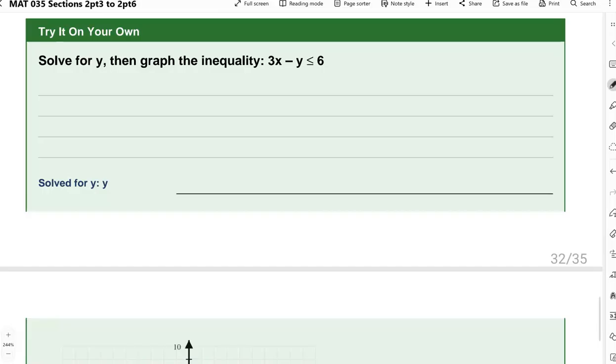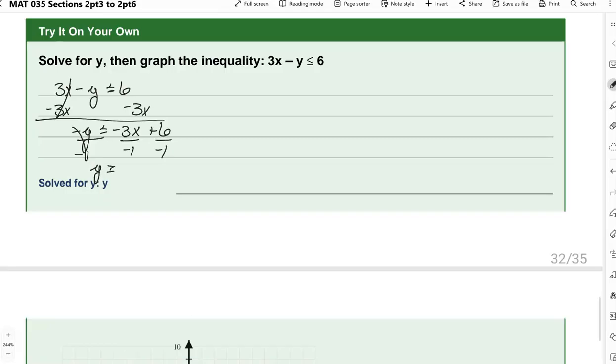So this is where you may want to pause the video, try one, come back, check your answer. So in this one, we have 3x minus y is less than or equal to 6. We need to solve for y. So I'm going to start by subtracting 3x from both sides. So I'm going to get negative y is less than or equal to negative 3x plus 6. Then we're going to divide everything by -1. When I divide by a negative, I have to flip the inequality, so it becomes greater than or equal to. So we get y is greater than or equal to 3x minus 6.